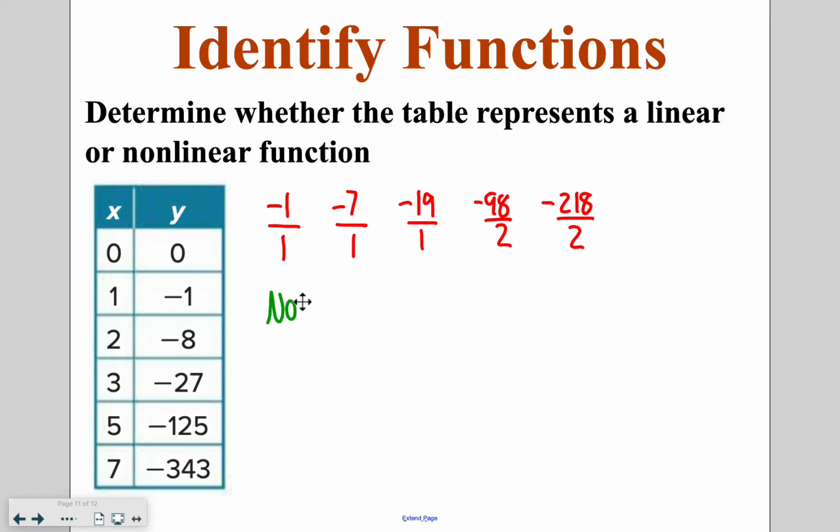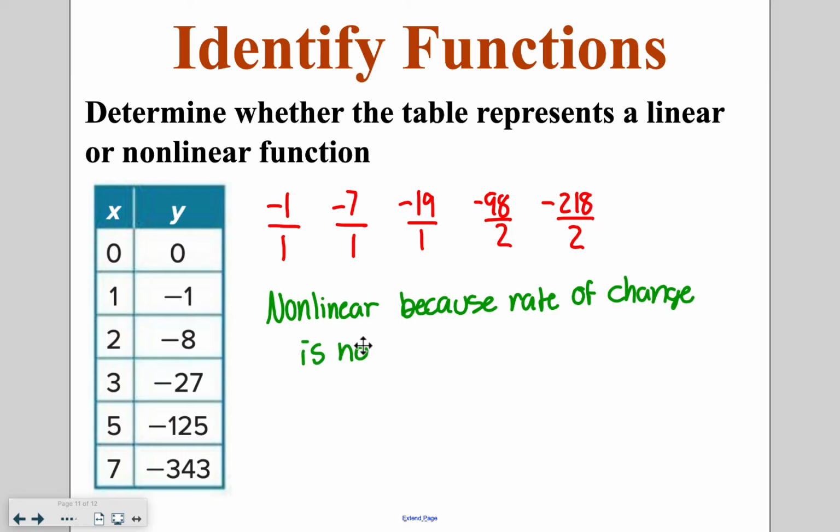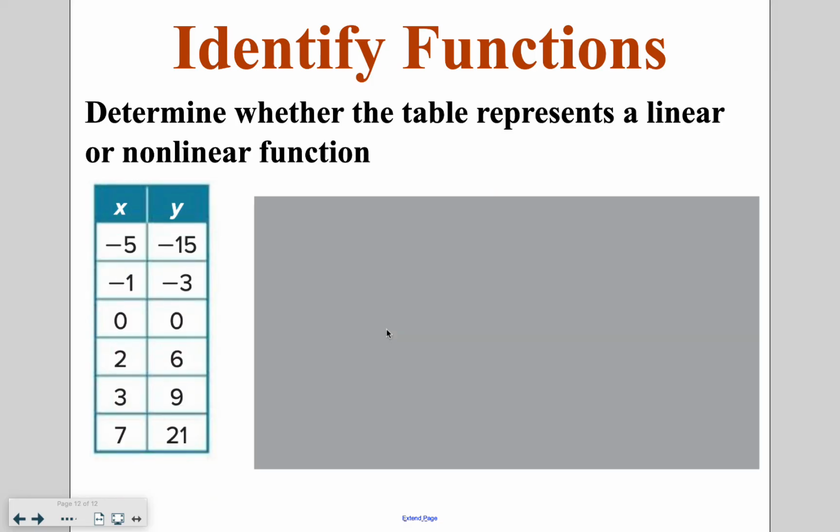So in this case, it is going to be nonlinear because the rate of change is not consistent. So we have different values for each group of change. It is not consistent. So you have to have those rates to prove that second statement. Go ahead and try this one on your own.